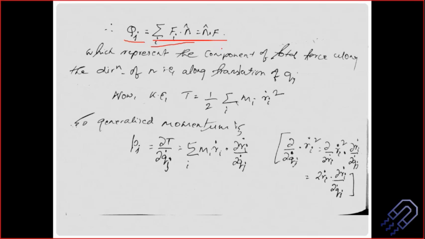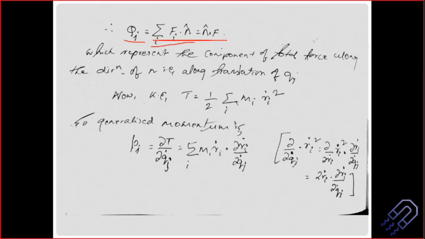So in the exam you tend to write it down directly. Why should I try to understand so many things about delta Ri by delta Qj dot? I only want marks in the exam. I can directly write it as capital Qj is equal to n cap into F. But from an understanding point of view, where does this n cap come from? I think that is important. That's why that derivation is important.